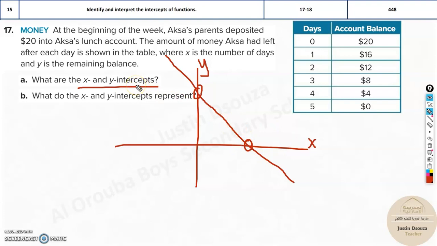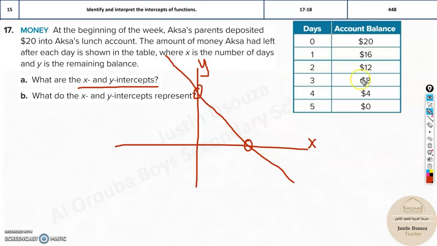Intercept means touch point, touching. Remember intersection, two roads meeting, where it touches. In the same way, the y-intercept is where the graph touches the y-axis, and where the graph touches the x-axis is the x-intercept. Okay, that is fine. But how do we find it?